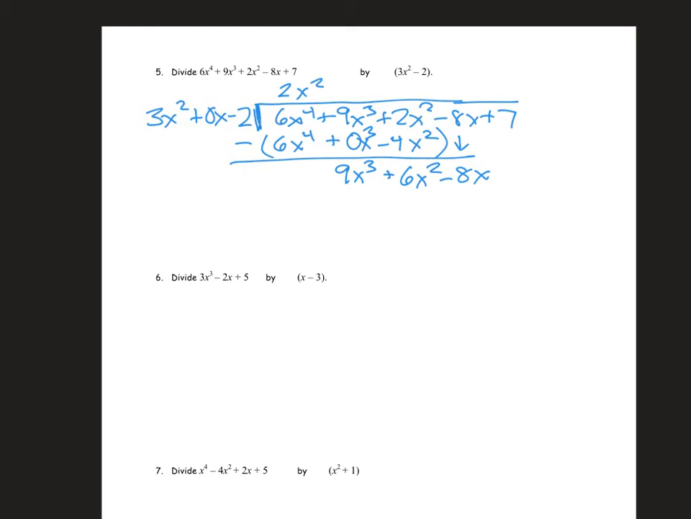So 6 and 7 are similar types of problems, just practicing your long division and then rewriting the polynomial as the quotient times the divisor plus the remainder.